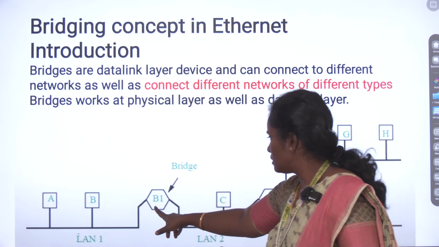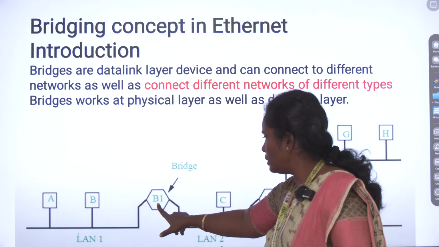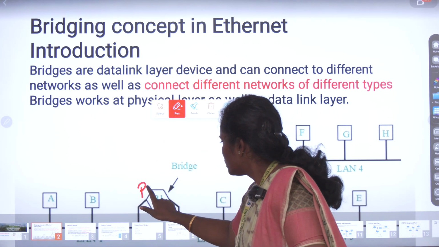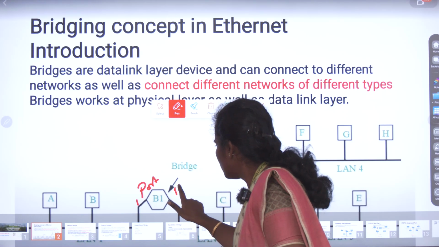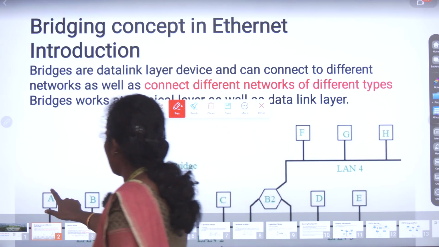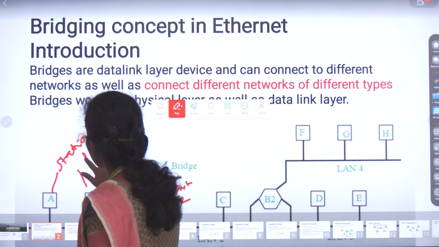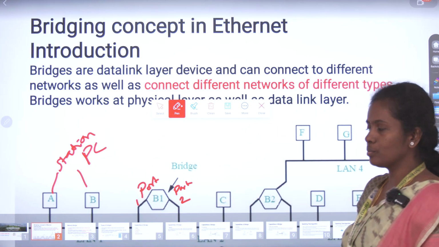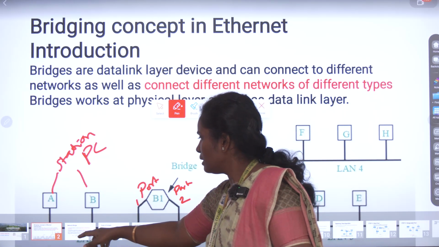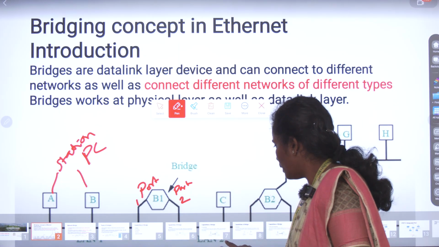Consider this diagram. In this, one bridge is marked as B1 and the other bridge is B2. This bridge B1 is connected with LAN 1. This is port 1. This one is considered as port 2. A and B are stations, or we can say PCs, or the host machines. Similarly, port 1 is connected with A and B in LAN 1 and port 2 is connected through LAN 2.